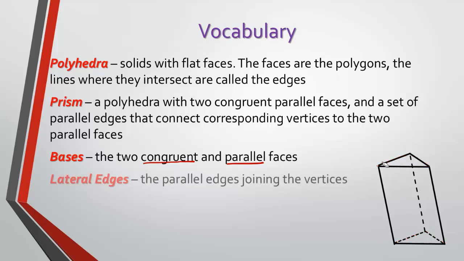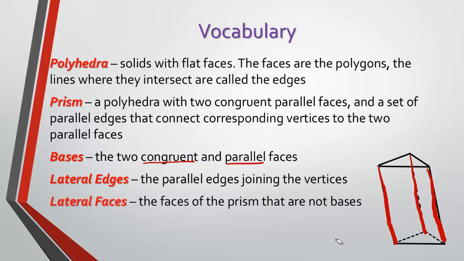All right. The lateral edges are the parallel edges joining the vertices. So that would mean this is a lateral edge, this is a lateral edge, and this is a lateral edge. All right. And the lateral faces are the faces of the prism that are not bases. So in this case, there's three. There's this one here, there's this one here, and then there's the one in the front, which is this one that goes all the way across. Okay?